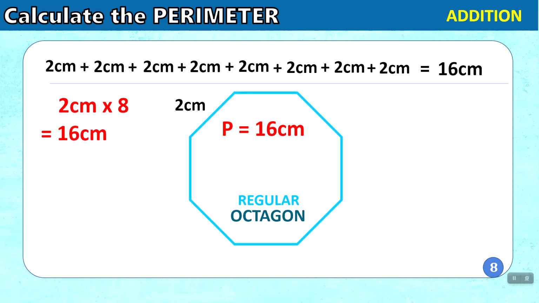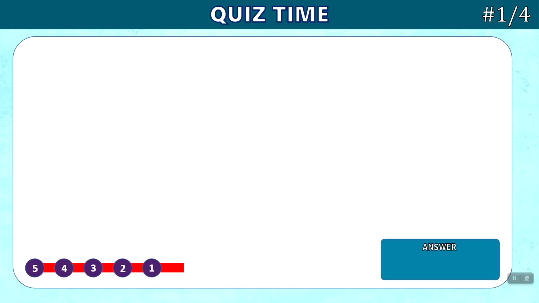Let's fill in the shape. There it is. 2 centimeters. Each side is 2 centimeters. We can see that the total perimeter is 16 centimeters. And now it's quiz time. See if you can answer these in 5 seconds or less.